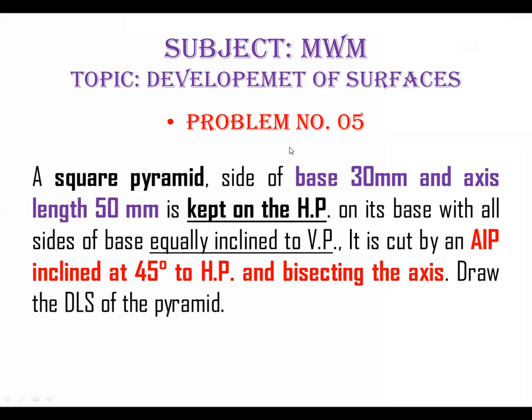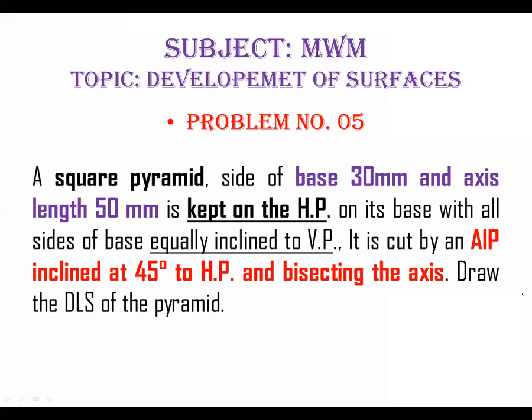Today we are going to study a problem on square pyramid from the topic development of surfaces under mechanical working drawing, that is MWM, ME3I. The problem statement is: a square pyramid, side of base 30 mm and axis length 50 mm, is kept on HP on its base with all sides equally inclined to VP. It is cut by an auxiliary inclined plane 45 degree to HP and bisecting the axis. Draw the DLS of pyramid, draw the development of pyramid.